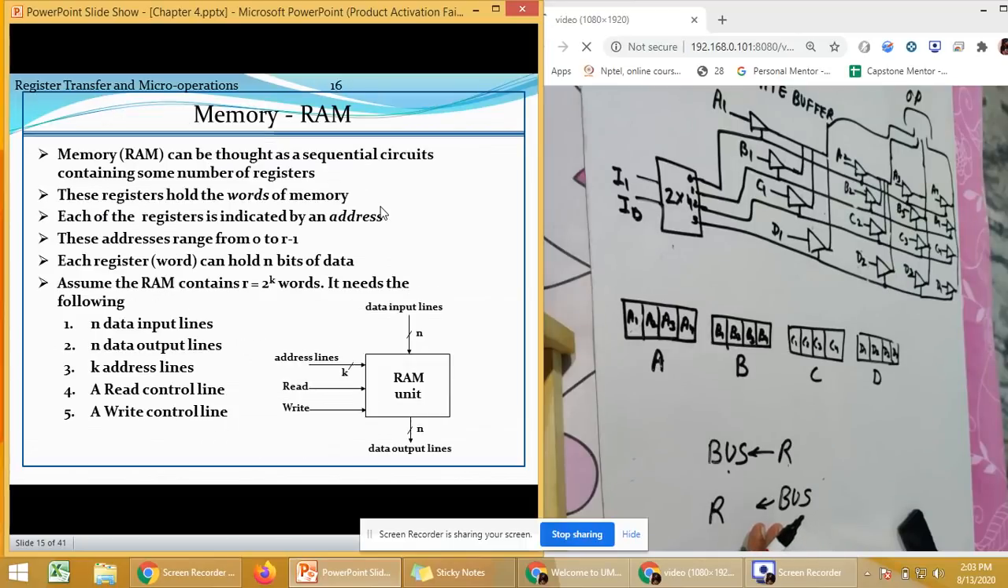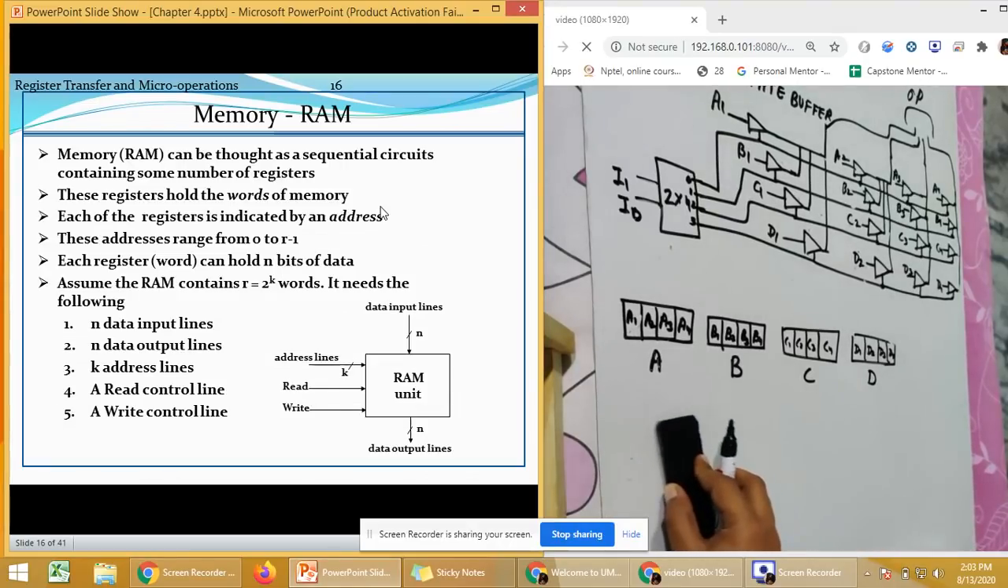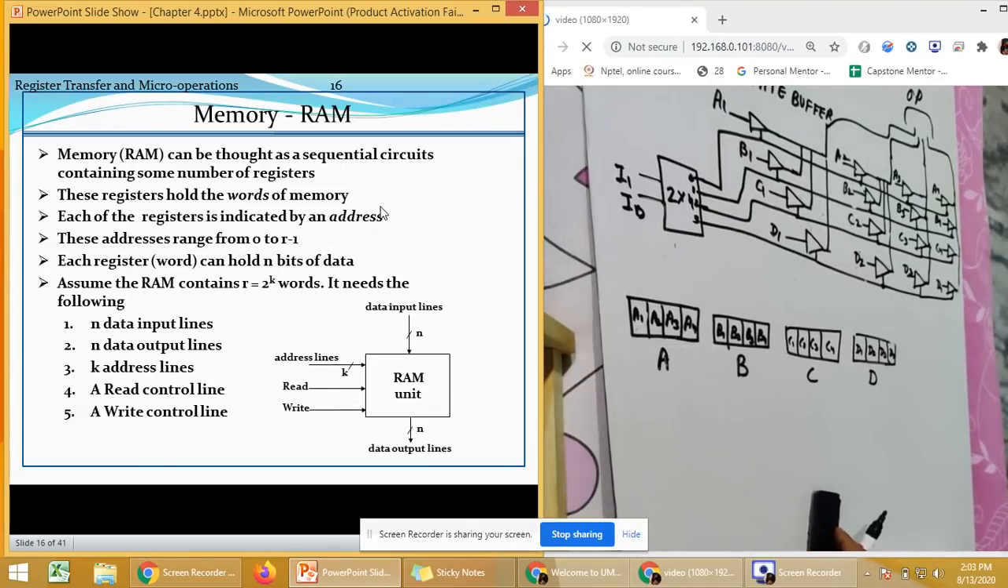Okay. So now the next topic which we are having is RAM. We will discuss this topic a little bit now, and then we will start with the main topic later on.